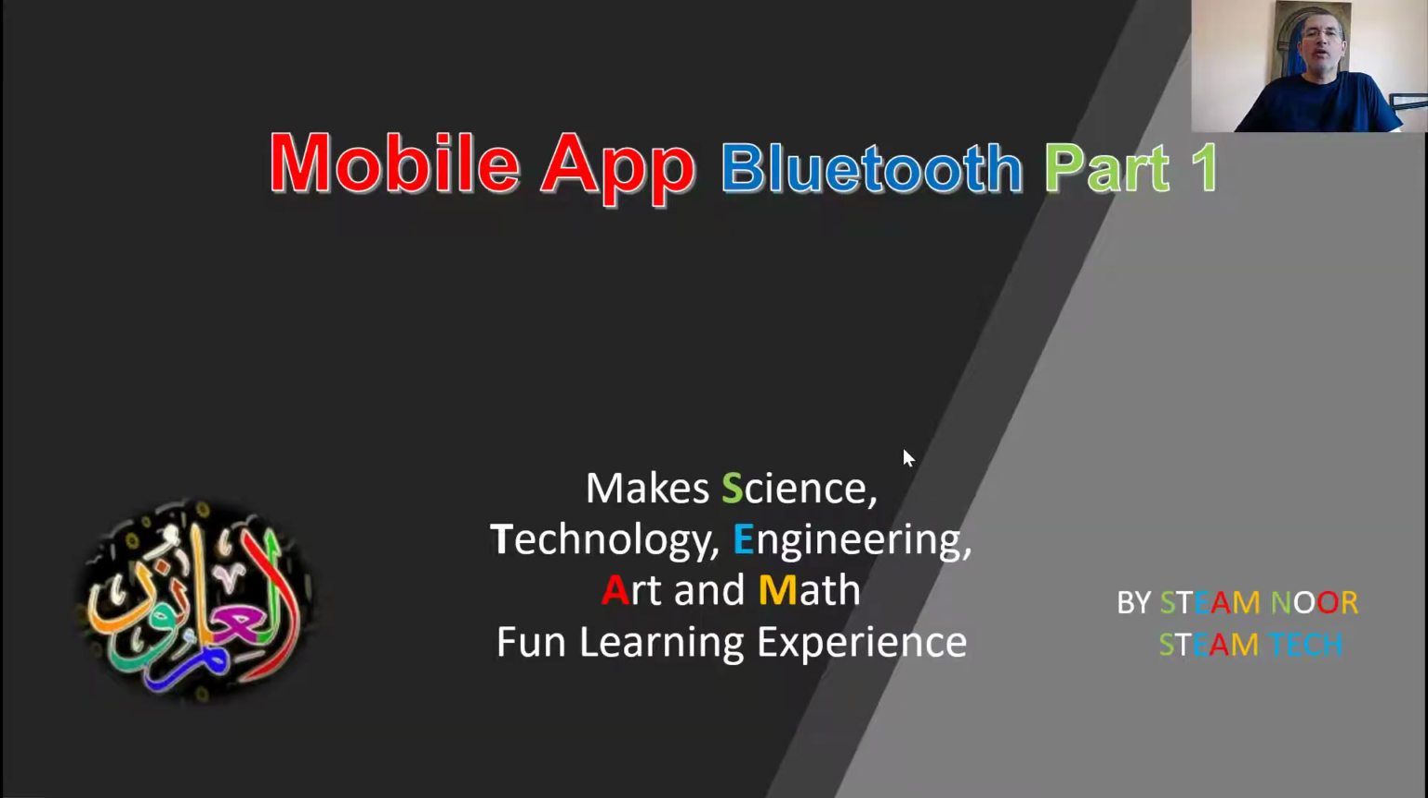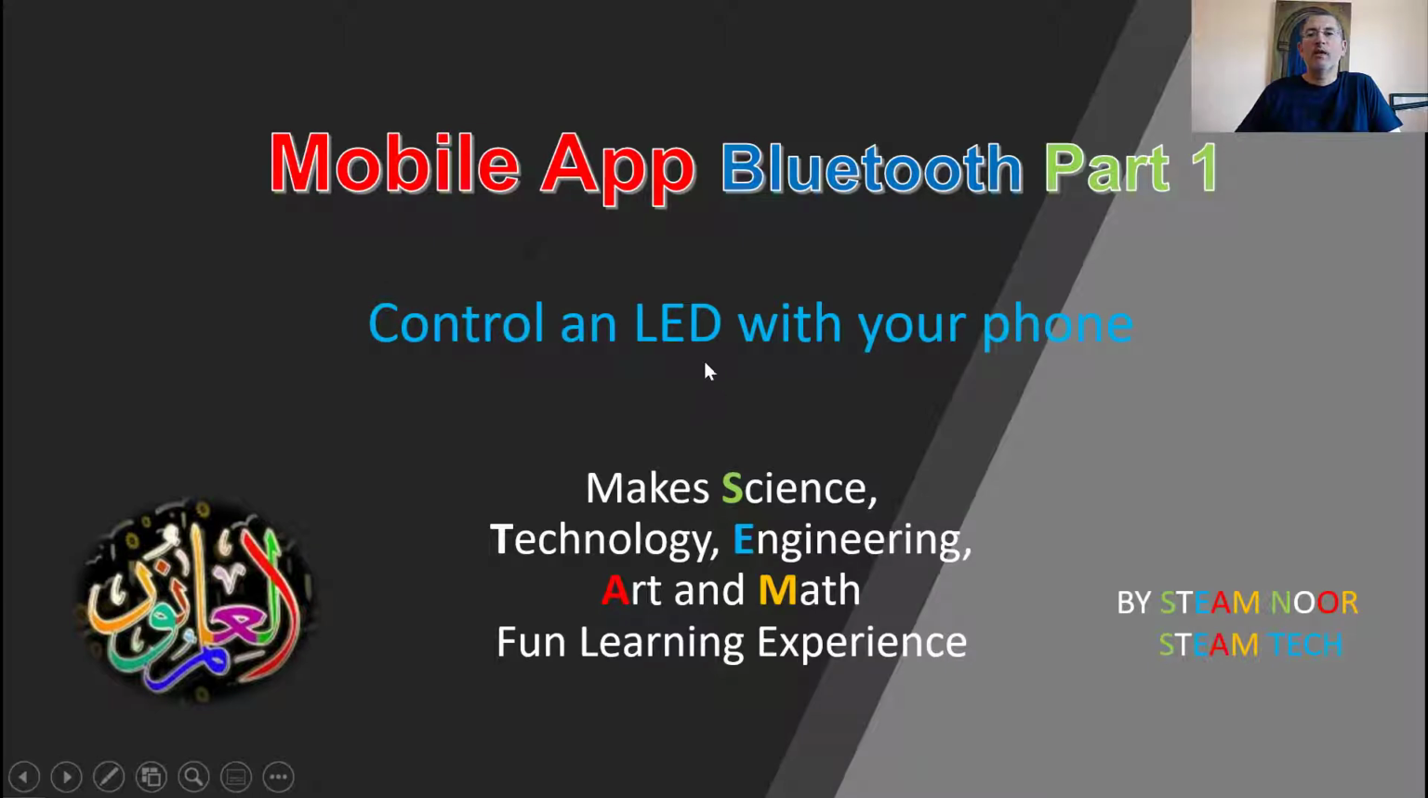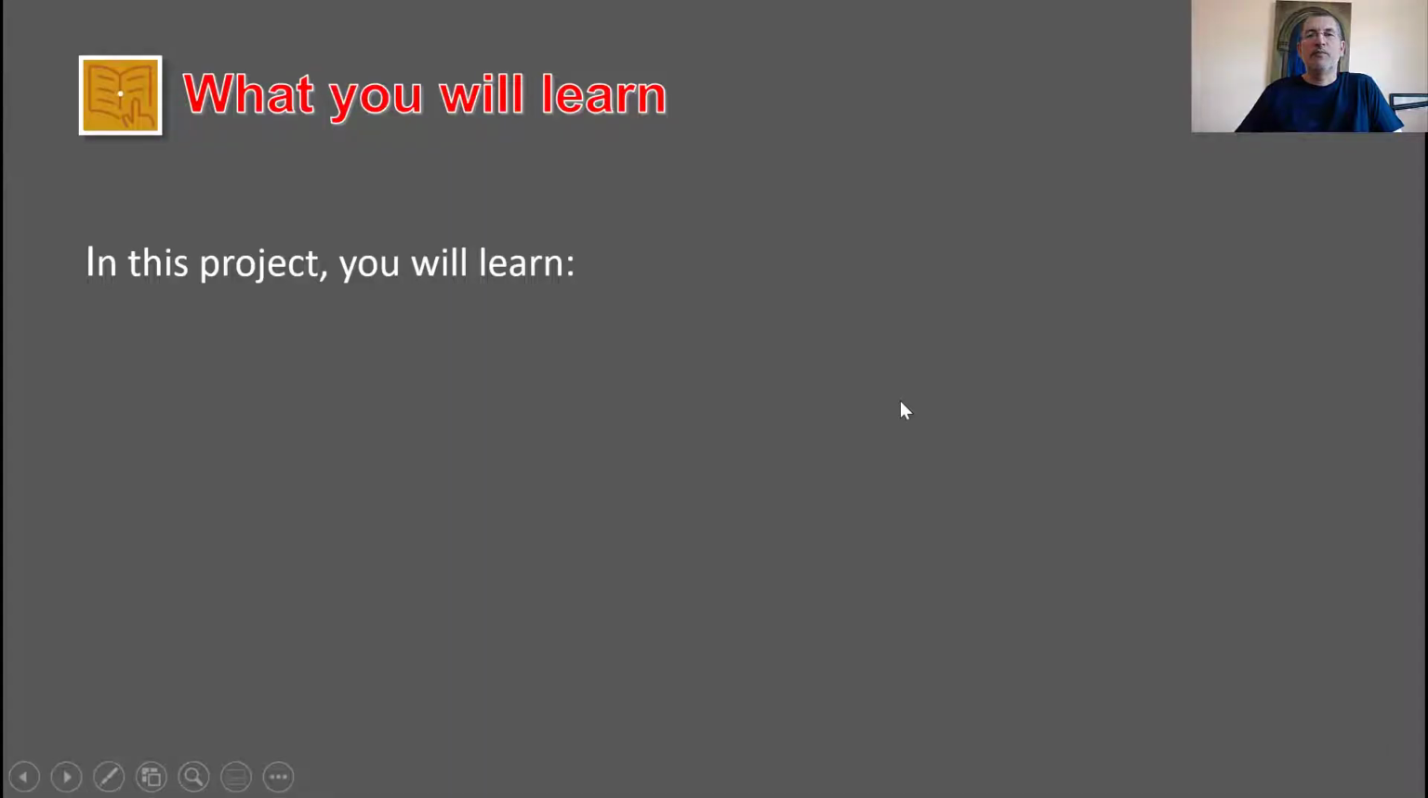Today we're gonna be talking about mobile app Bluetooth part 1. So we will see how we can actually control an LED using our smartphone and be able to turn it on and turn it off. So basically using that Bluetooth protocol to control some device. Could be lights, could be motor, could be anything remotely you want to control. So let's see how we can do that.